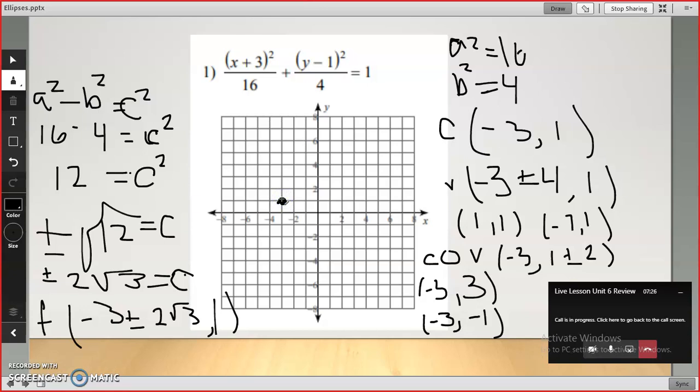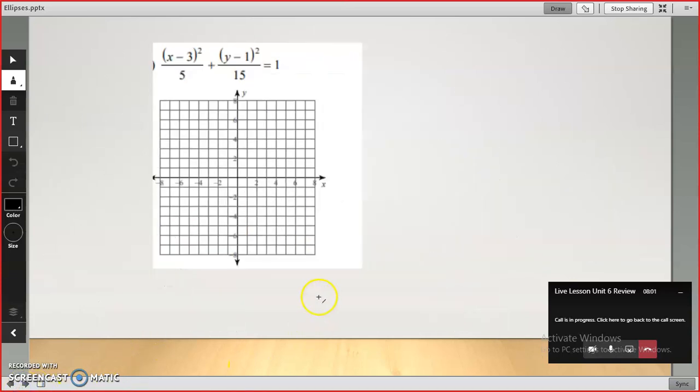All right, and my vertices are at 1, 1. So this is 1, 1. And -7, 1. And my co-vertices are at -3, 3, which is here, and -3, 1, which is here. And please forgive me, but there's my ellipse, kind of. All right, let's go to the next one.